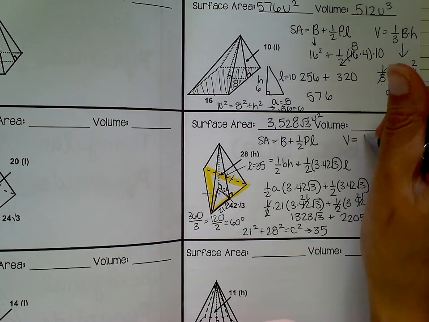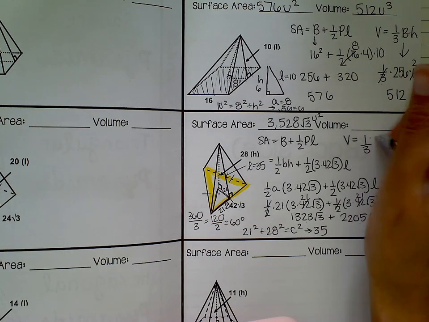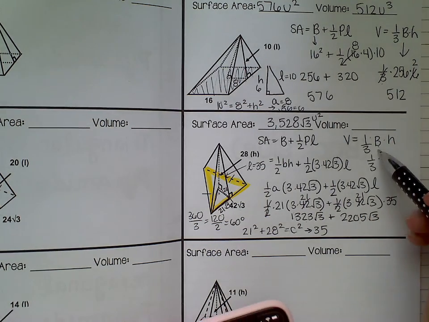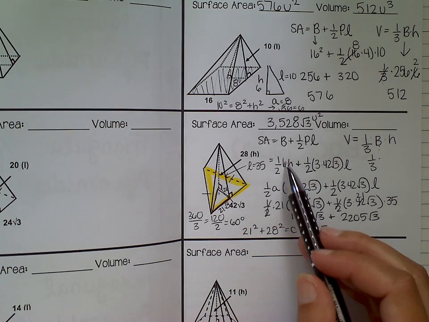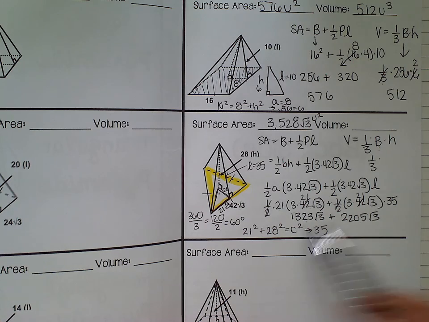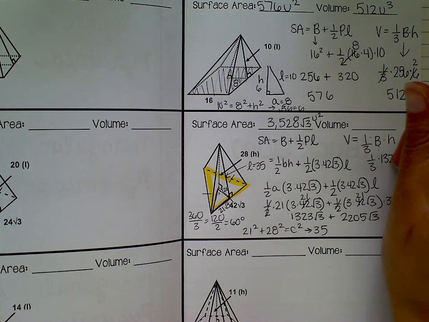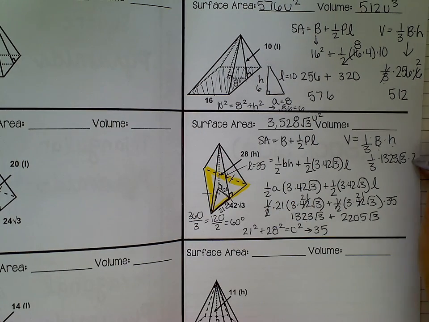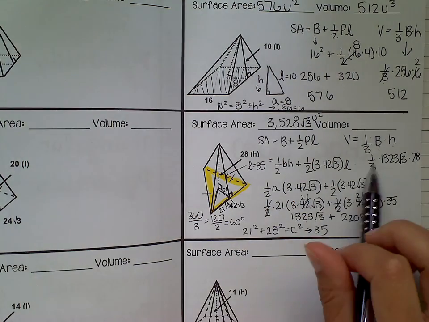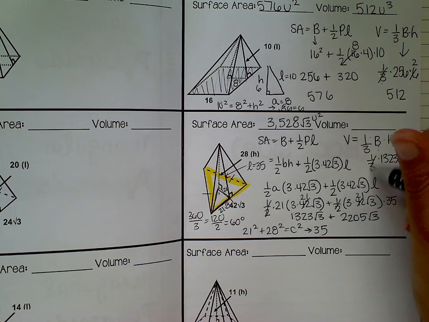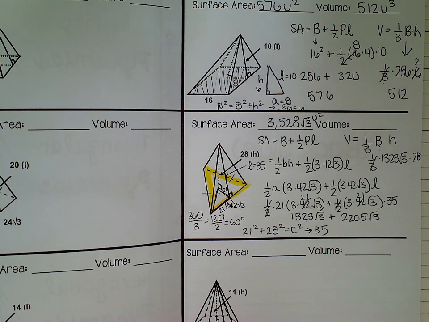So volume is 1/3 area of the base times height. And luckily I already have the area of the base because I did it right here. So it was that first number, that 1323 root 3. And I already have the height. Oh my gosh, bless. It was 28. Okay, I can take a third of whatever, and that number's big. But I don't know if I can take a third of it. I know I can take a third of 28 though, right? Can't I? No, I can't.